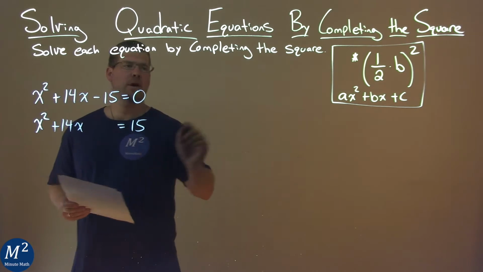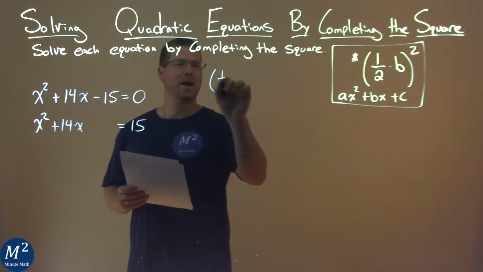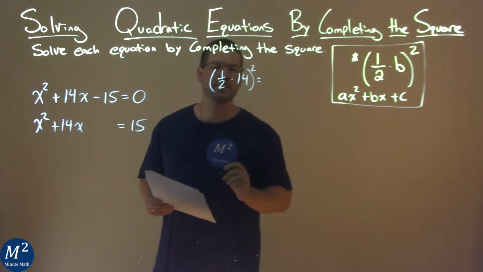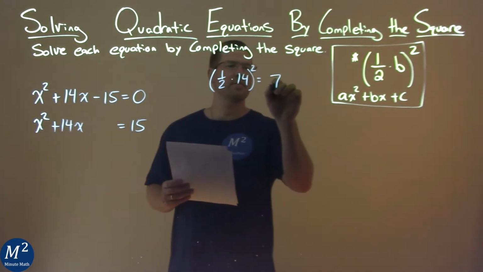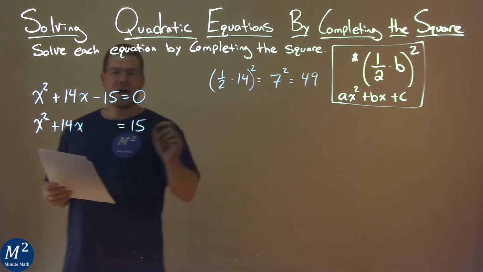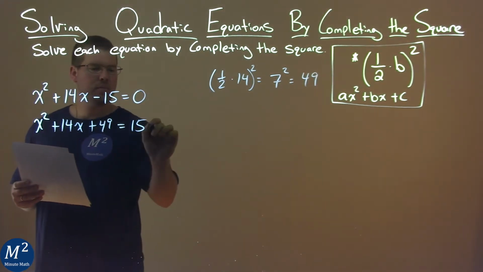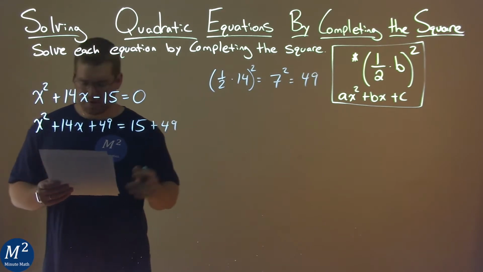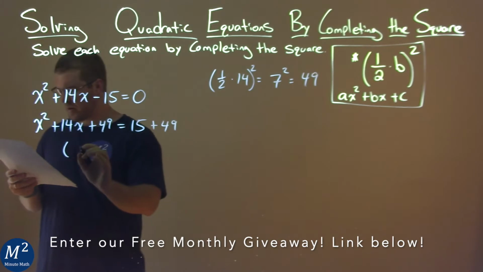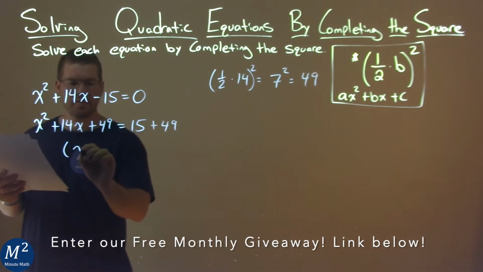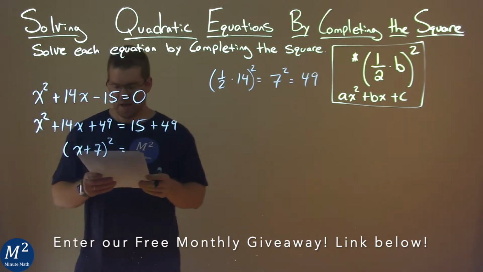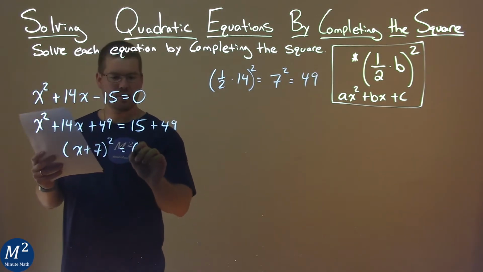Now let's look at our b value. We use our formula, 1/2 times 14, all squared. Well, 1/2 times 14 is 7 squared, and that's 49. So we're going to add 49 to both sides of the equation. So what do we get? Well, the left-hand side is a perfect square now, the whole point. It's x plus 7, all squared. The right-hand side is, well, 15 plus 49 is 64.